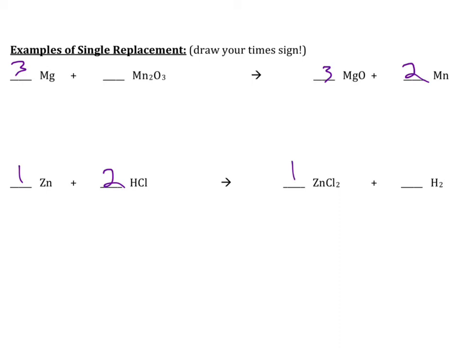Again, if there's nothing there, it's a 1. You don't have to put the 1, but you totally can if you want. And that's it. It takes a little bit of practice, but it's really not that bad. Once you get the hang of it, it is super easy. So that's it.